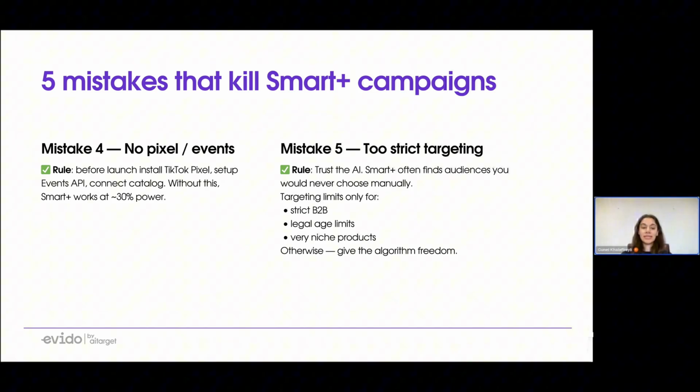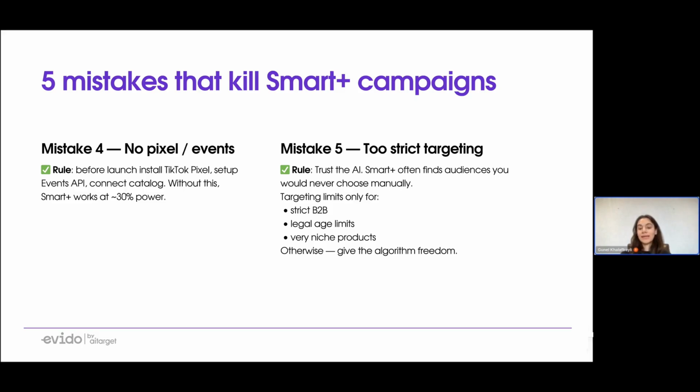The fourth mistake is launching your ads without setting up event tracking pixels. Here, it's also important to note that before launching, you must connect the TikTok pixel and set up the events API. For your catalog campaigns, you must first add a product catalog. Without including this essential data, a Smart Plus campaign simply will not work very well, and you also won't be able to accurately track the results of your campaign.